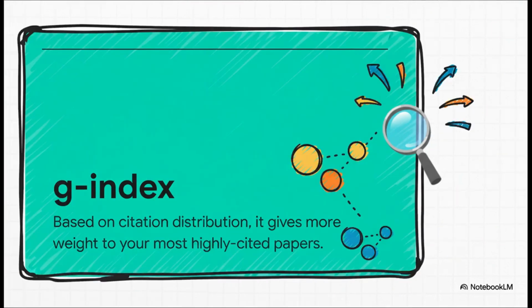But then we have the G-index. Now this metric is a little different. It's designed to find your superstar papers. It gives a lot more weight to your most highly cited articles. So if you've got a couple of papers that have just gone totally viral in your field, the G-index is what's going to reflect that massive high-end impact, even if your other papers don't have as many citations.